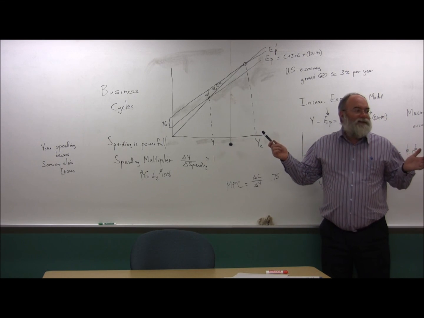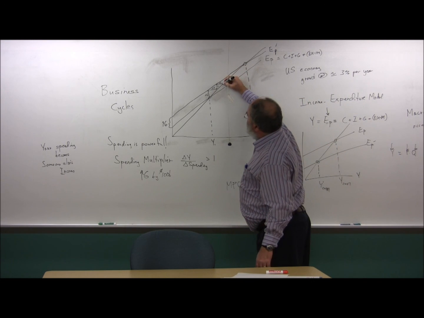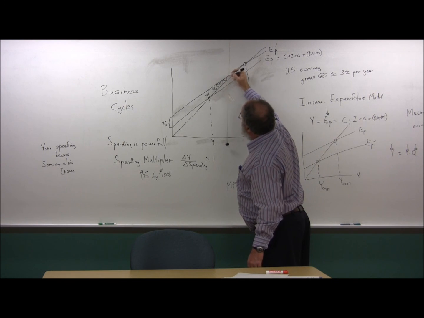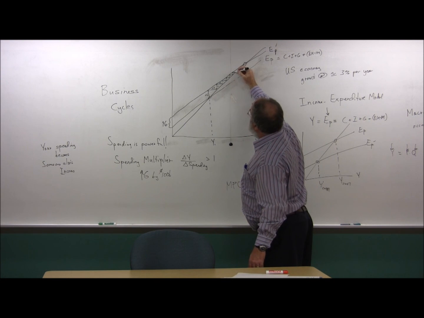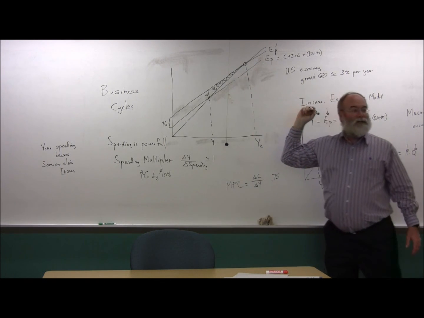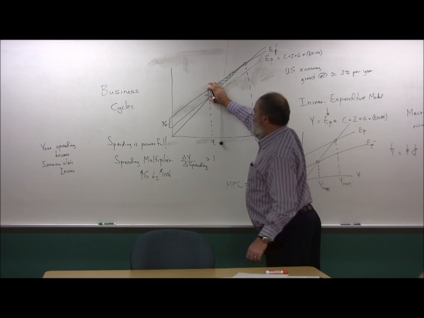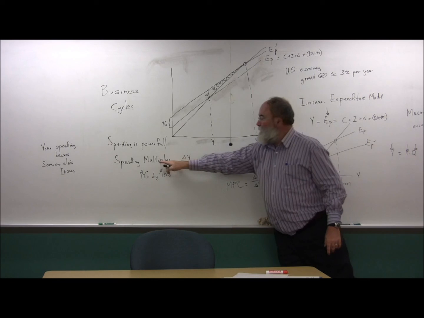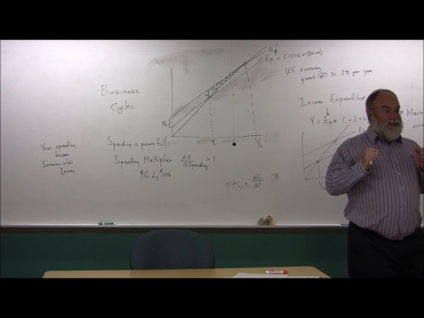Are we done yet? No, because we're not in equilibrium. The process continues. Those people that earned the $75 billion now increase their spending, which creates someone else's income, which creates more spending, more income, more spending, more income. Fortunately, each round, the numbers get smaller. So when the dust settles, this $100 billion increase in spending generated a much larger increase in GDP, which is the point of the spending multiplier, which is, our conclusion is spending in this model is powerful.